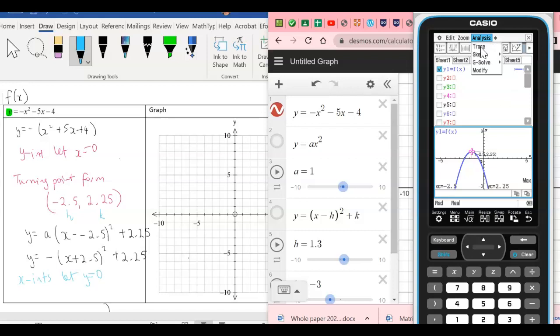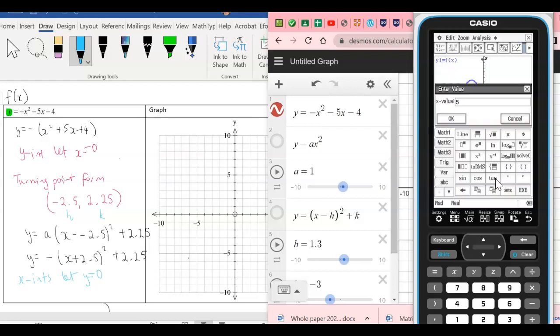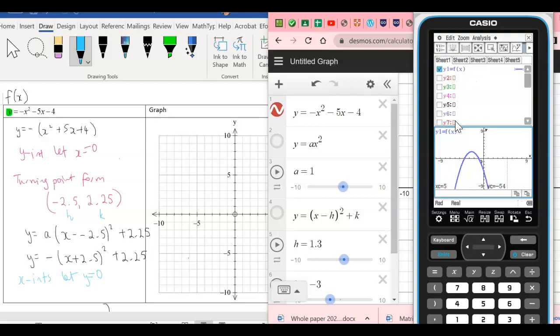The other things you can do is if we're using trace, it's going to ask you, so first of all, it's found the y-intercept, but you can find any point on here. So if I just press the number 5, it's going to say enter value, x value equals 5. So I just press the number and then it gives us the corresponding y value.